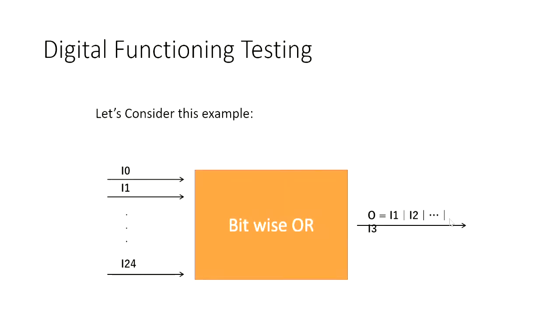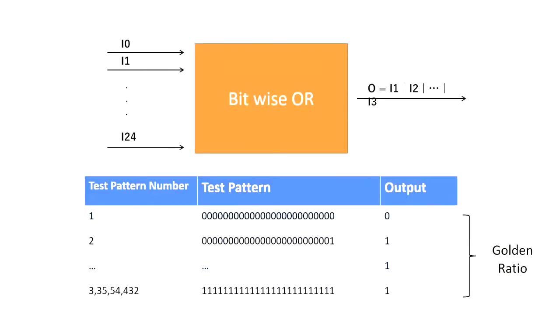This is where things get interesting. Let's consider this example. We have our bitwise OR, with inputs from I0 to I24, and the output should be I0 OR I1 OR I2, up until I24. So you're checking for 25 bits in this example. If you test it, you can see this is your golden response. This is your output, a 1-bit output, and your test pattern generation.